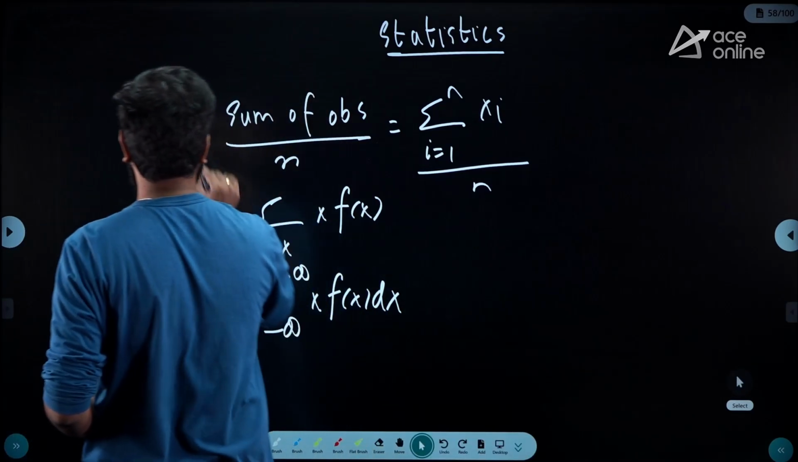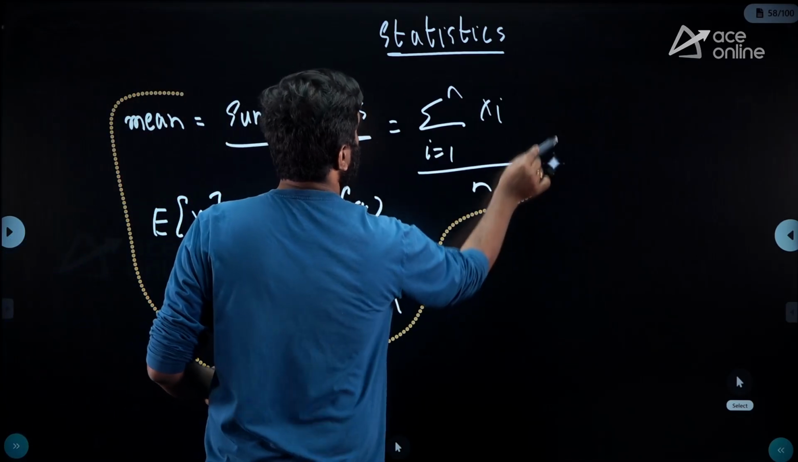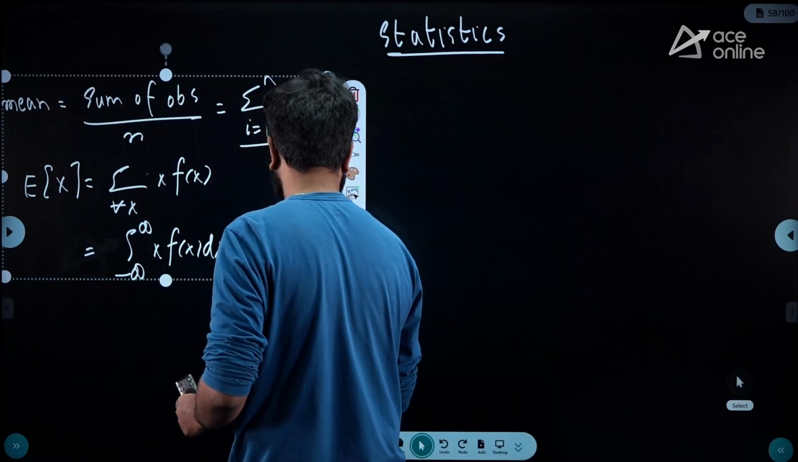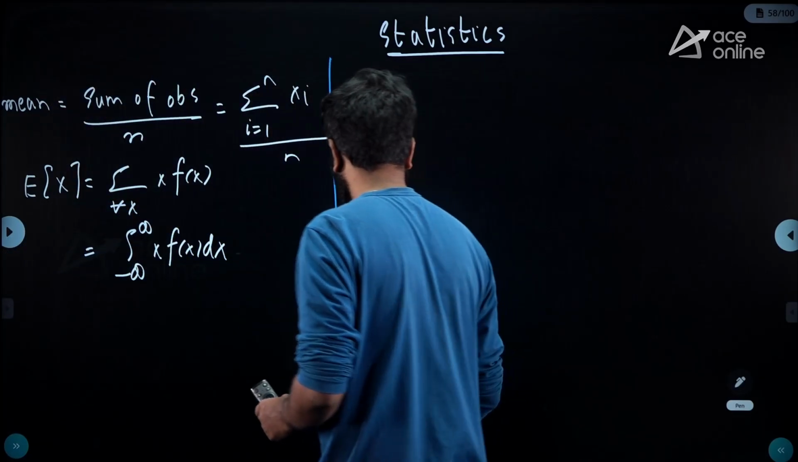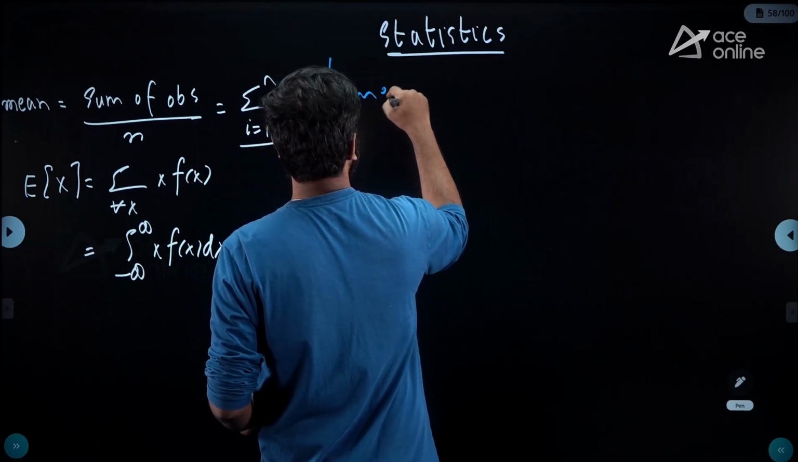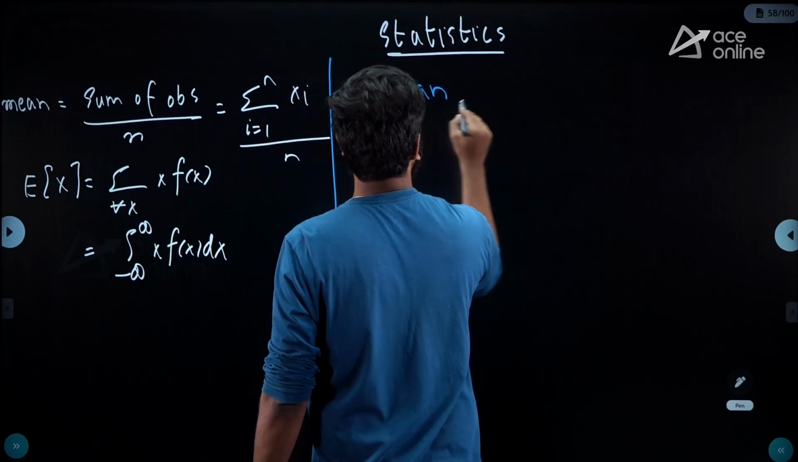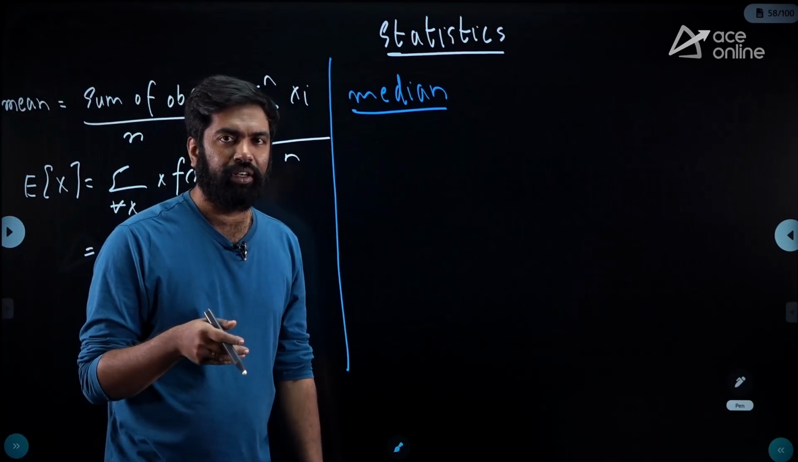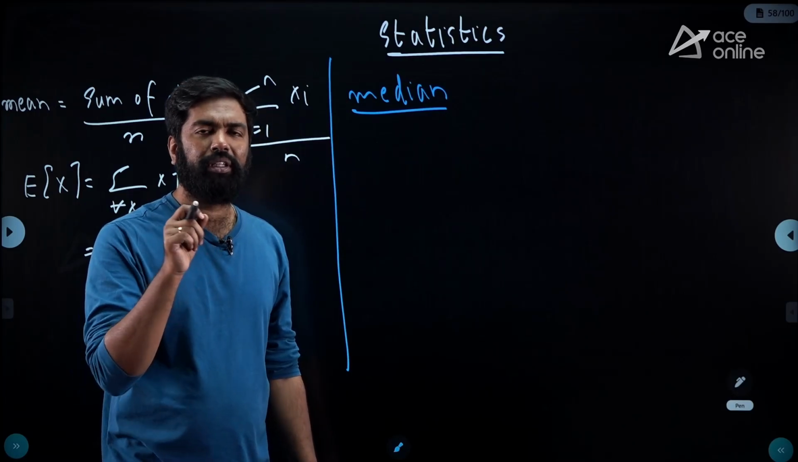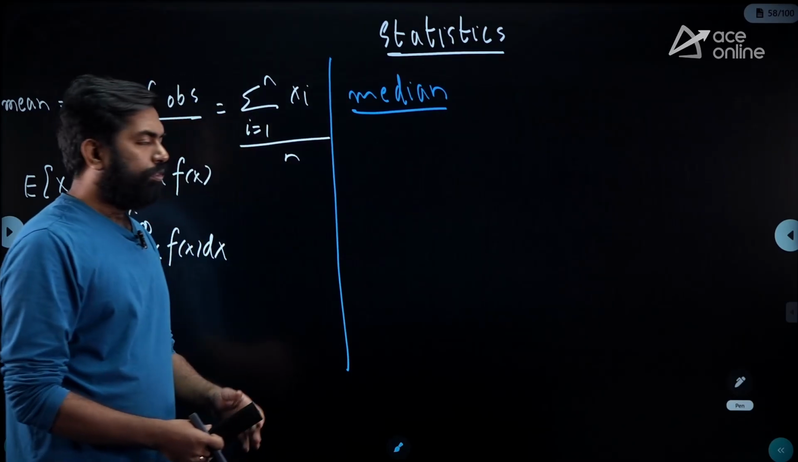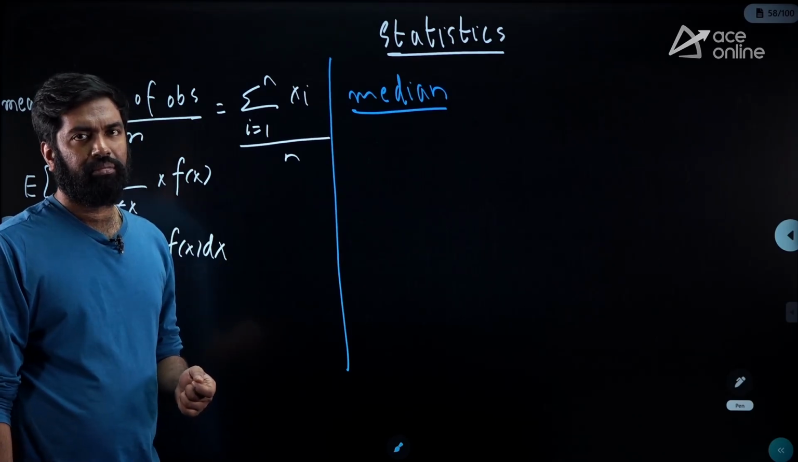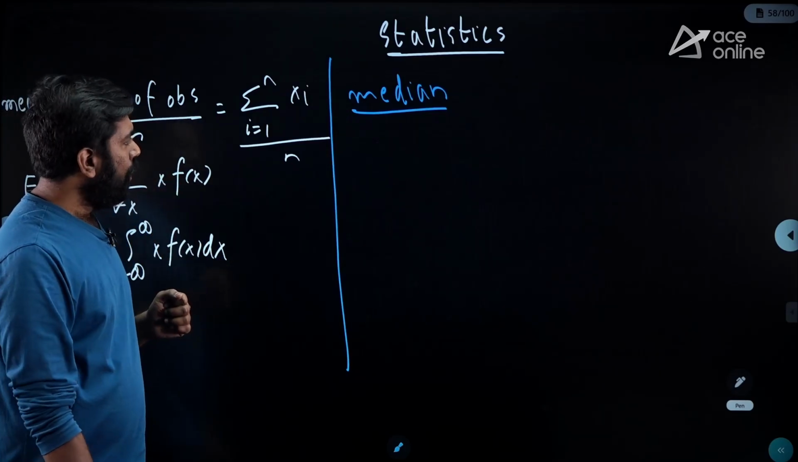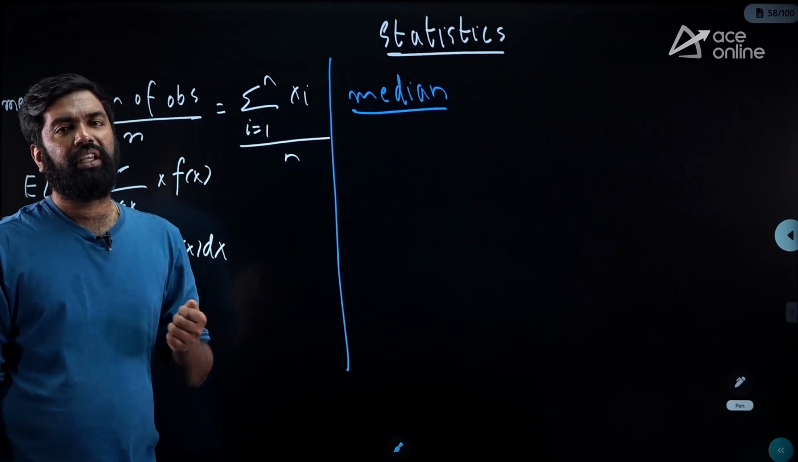So how do you people find the median? You all know, if an odd number of observations are given, you will arrange those observations in ascending order and pick the middlemost element. If an even number of observations are given, then there are two middle values, and you will take the average. This you have been learning for many days. If a continuous random variable is given, how do you find the median?